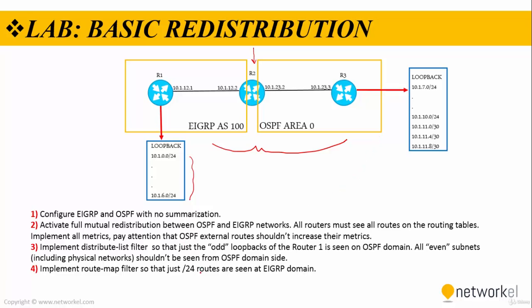Then I'm going to implement a route map filter so that just /24 routes are seen at the EIGRP domain. Just /24, and I don't want these /30 routes. Alright. What I'm going to do here first, guys, is configure the basic EIGRP and OSPF for the routers in my topology. I'm going ahead with router 1, which is in EIGRP AS 100.